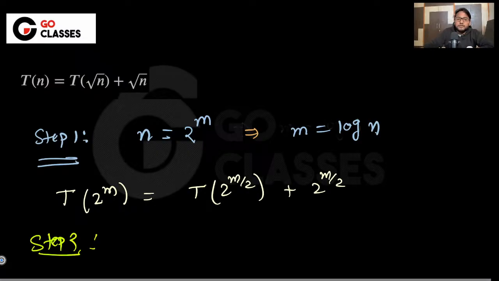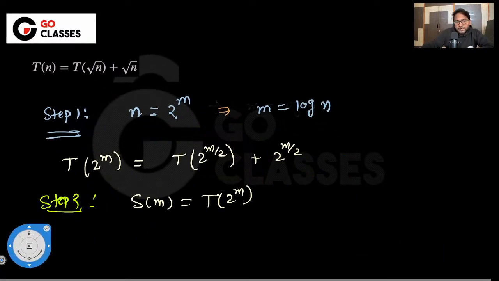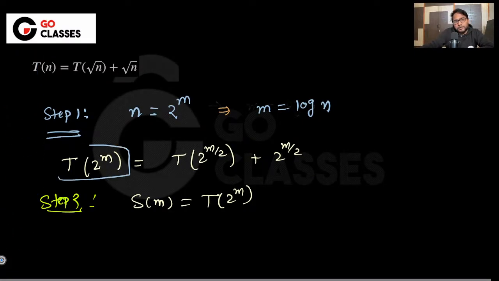It says that you put this whole T as some function. So let's assume this whole T as Sm equal to T of 2 power m. Let me tell you what this is. Whenever you have T of something, T of 2 power m, I'm putting that as Sm, which means you take the log of this and you put it here.